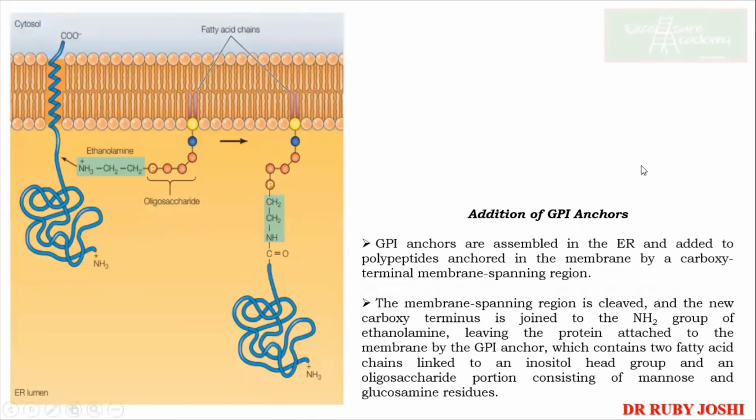Now the addition of the GPI anchors, same thing. They are assembled in the ER and added to the polypeptides anchored in the membrane by a C-terminal membrane spanning region. So you can see it over here. This is your protein, here is your oligosaccharide, attached to the fatty acid here. Now this ethanolamine group will make the peptide bond with the C terminal of your protein, so it will attach here. Now whatever is remaining, the hydrophobic region that is left, what happens to this? It is no longer a functional protein, so it will go for degradation. Guys, are you able to follow me?